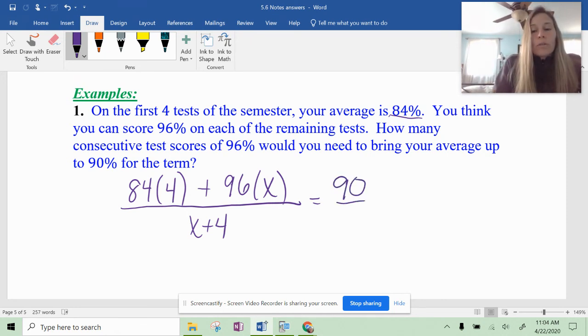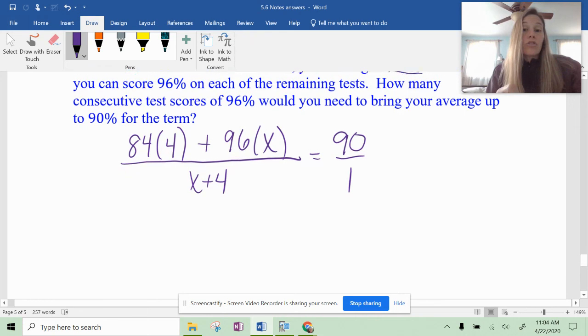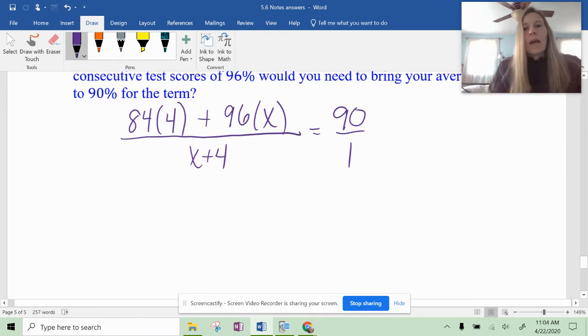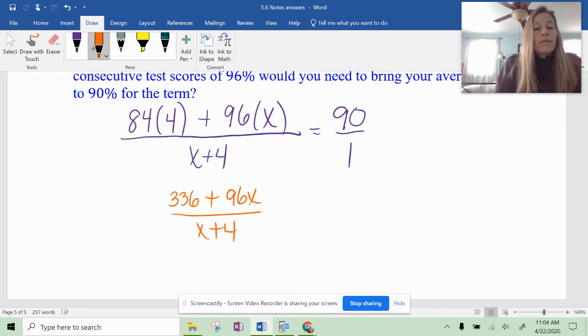So you're just going to cross multiply. Put the 90 over 1, simplify this, and cross multiply. And that would be actually solving a rational expression. And this is like an actual situation that you would maybe come across, right? So 84 times 4 is 336. And then we have 96x, and this is over x plus 4. And then we have our 90 over our 1.